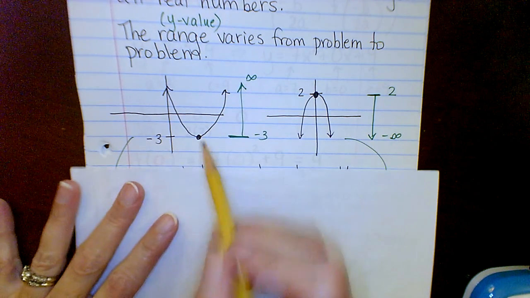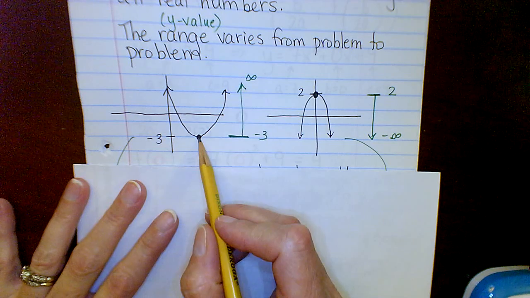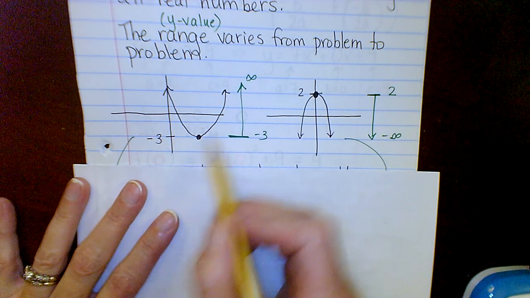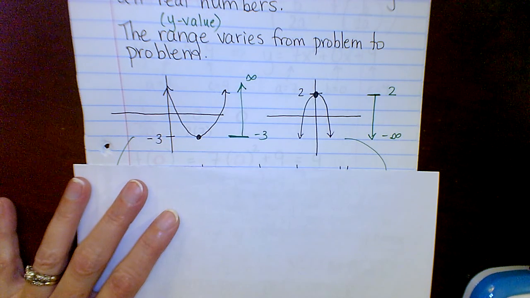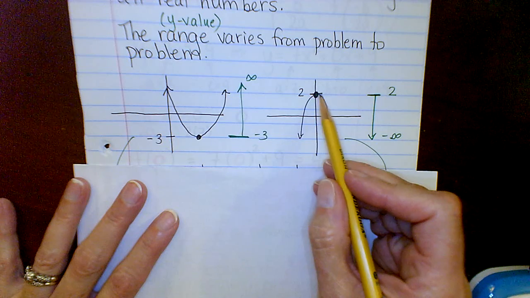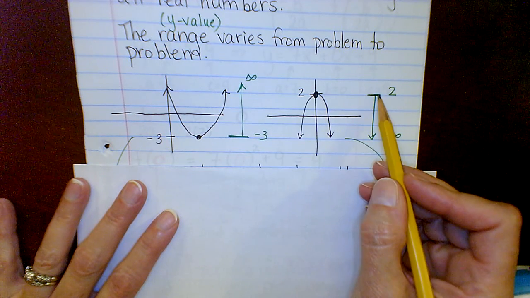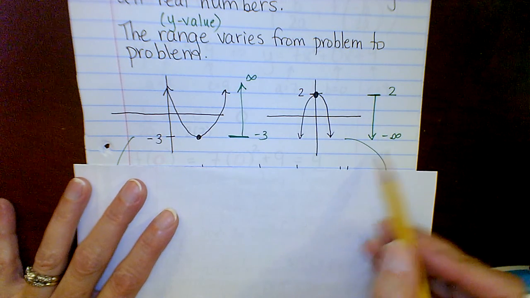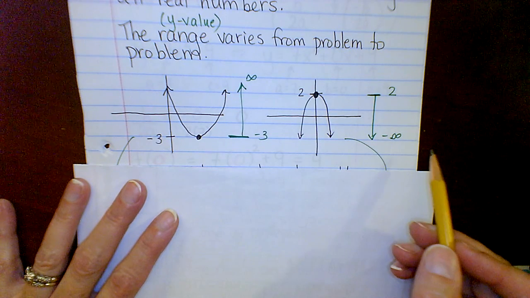So this one, the lowest that it goes is -3. The highest it goes is infinity. Whereas one that's opening downward, here, this 2 is its highest point, and its lowest, well, it doesn't have a lowest point. It goes down to -infinity.